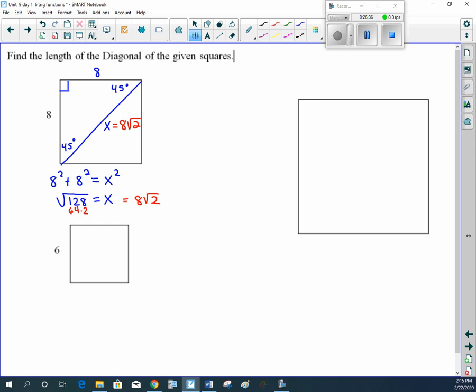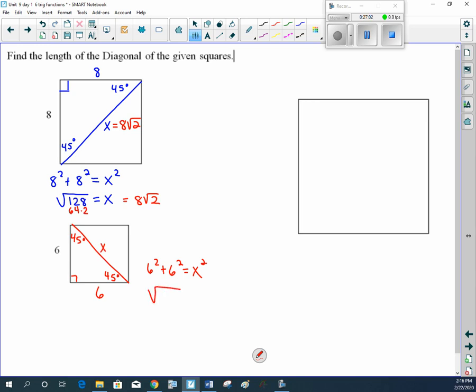Okay, we'll try it again with this other square. So once again, all the sides would have to be 6. Here's my right angle. Now I have a right triangle. This is 45 degrees here, 45 degrees up here. I can do the Pythagorean theorem. 6 squared plus 6 squared equals my hypotenuse.